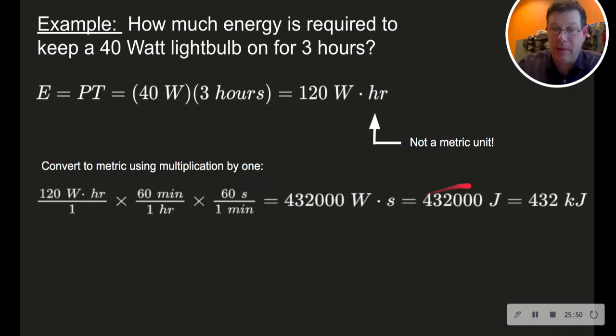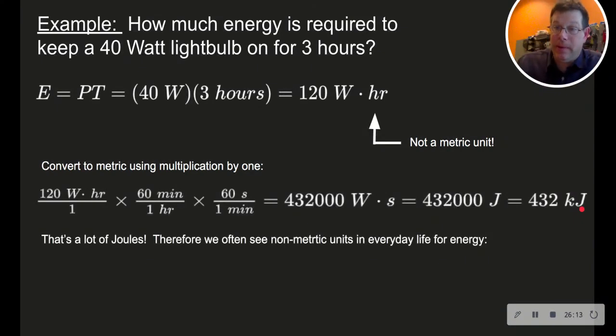Now, watt seconds are metric units. So we know that we get a metric unit out, and a power times a time is an energy, so it's 432,000 joules, or 432 kilojoules of energy that's used. Wow, that seems like a lot for leaving a fairly dim bathroom light bulb on for 3 hours. This is one of the reasons why we often see non-metric units in everyday life for energy. Can you imagine if the energy company was charging you for 432,000 joules just for having a light bulb on for a few hours? It would seem a little bit upsetting. It'd be a lot of zeros to keep track of.